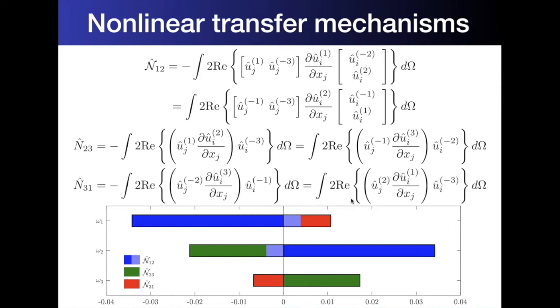What's maybe a little bit counterintuitive is if we look at the final interaction, that's 3 and 1, the source mode is actually omega 3 and omega 1 receives energy. So this is a kind of feedback, so to speak, of the small scales back on the large scales of interest that's taking place in this flow.